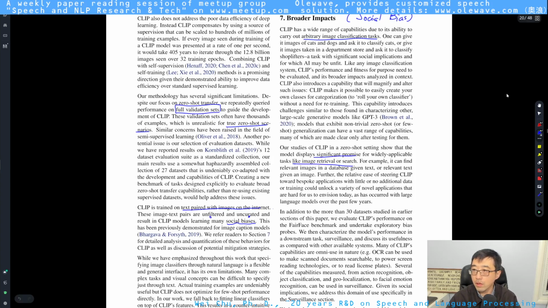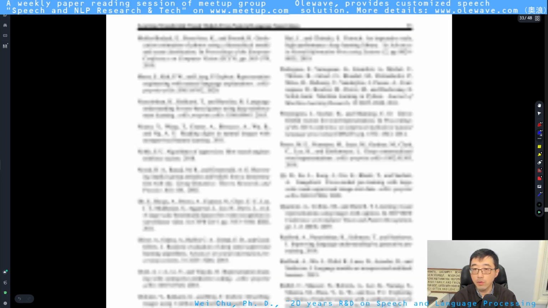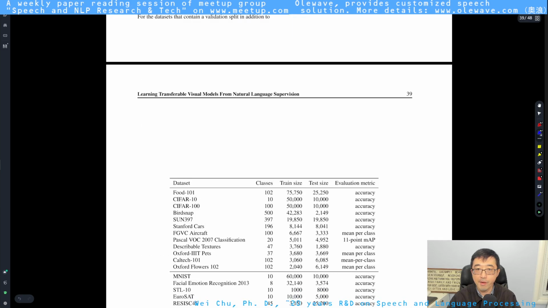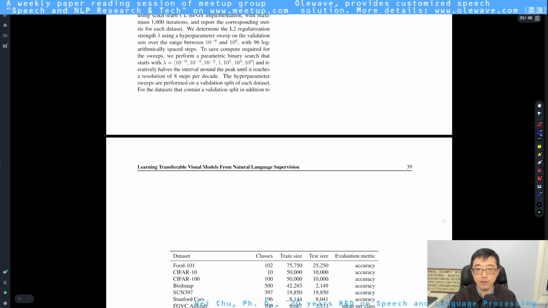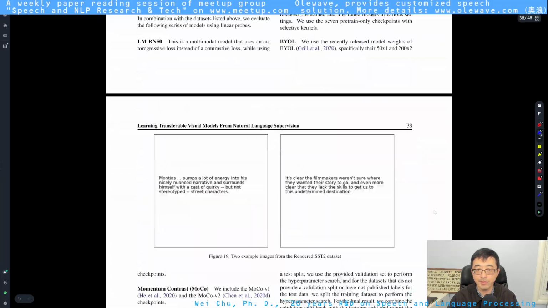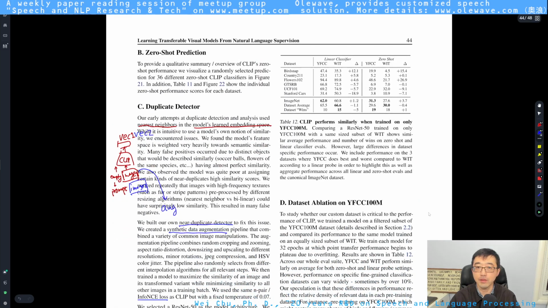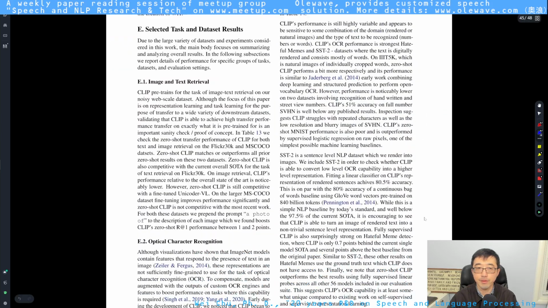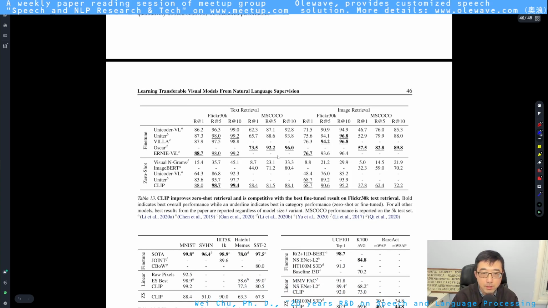Yeah, let's quickly go to the appendix section. Let's see how they work on the image retrieval or search task. I think you will find that, yeah, seen that. Appendix. Yeah. Image and text retrieval. Then you can see in Table 13, yeah, this is text retrieval, and this is image retrieval.